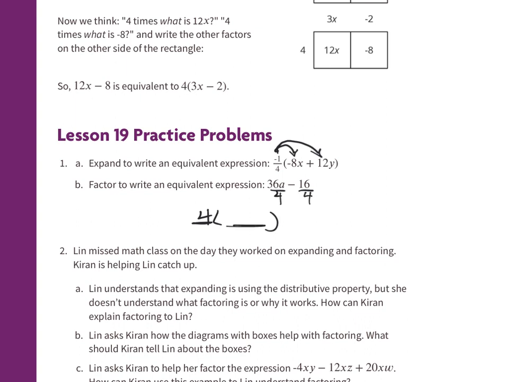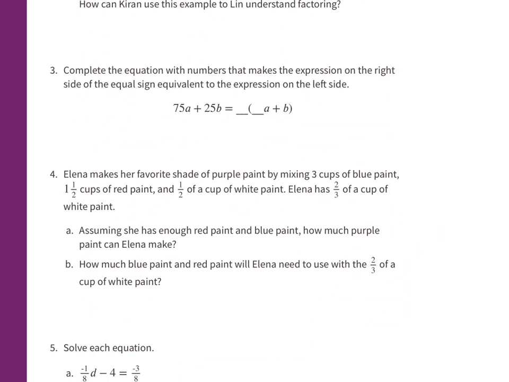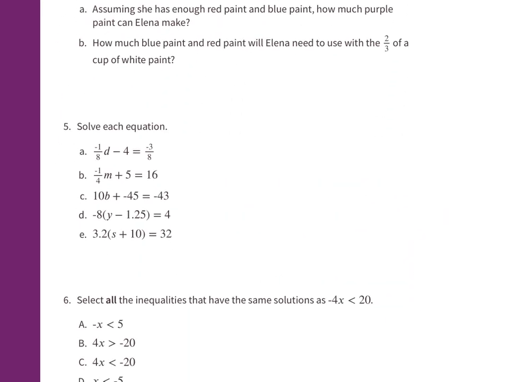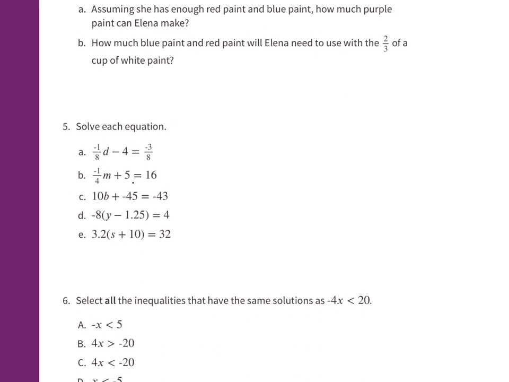Number 2 on Canvas is actually 5b in your book and 5d. So if I scroll down there, 5b, and we're just solving. So this is the stuff that we've been doing the last few weeks. So I just want to know what m is. So on 5b, we're first going to get rid of the 5 by subtracting 5. And then we're going to get rid of the negative 1/4 by dividing by negative 1/4. On D, there's parentheses, so I'm going to divide by negative 8. And then I'm going to add 1.25, right? And remember, if you have any questions, you can always send me an email.